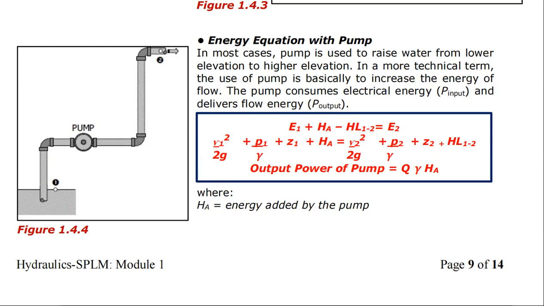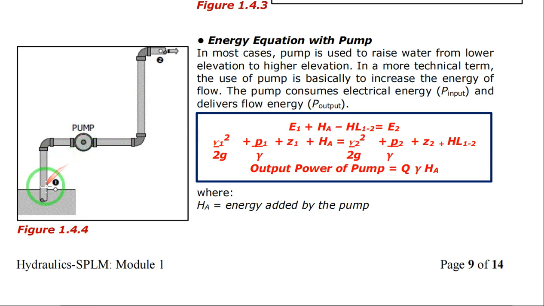Okay, so this will be the energy equation if you install or add a pump to your system. Always remember that the pump will always add energy or add head to your system. In most cases, a pump is used to raise water from a lower elevation to a higher elevation. That is the very purpose of a pump. In more technical terms, the use of a pump is basically to increase the energy of flow. So because of the pump, the energy of flow will be increased.